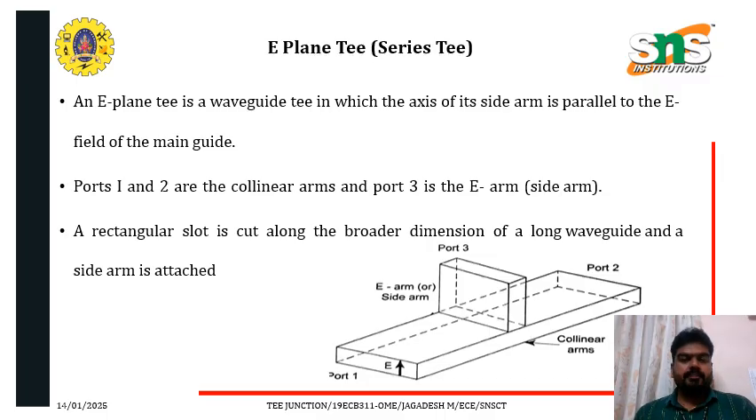And let's continue. So that is E-plane T, that is series T. An E-plane T is a waveguide T in which the axis of its side arm is parallel to the E field of the main guide. Ports 1 and 2 are the collinear arms, and port 3 is the E arm, that is the side arm. A rectangular slot is cut along the broader dimension of a long waveguide, and a side arm is attached.